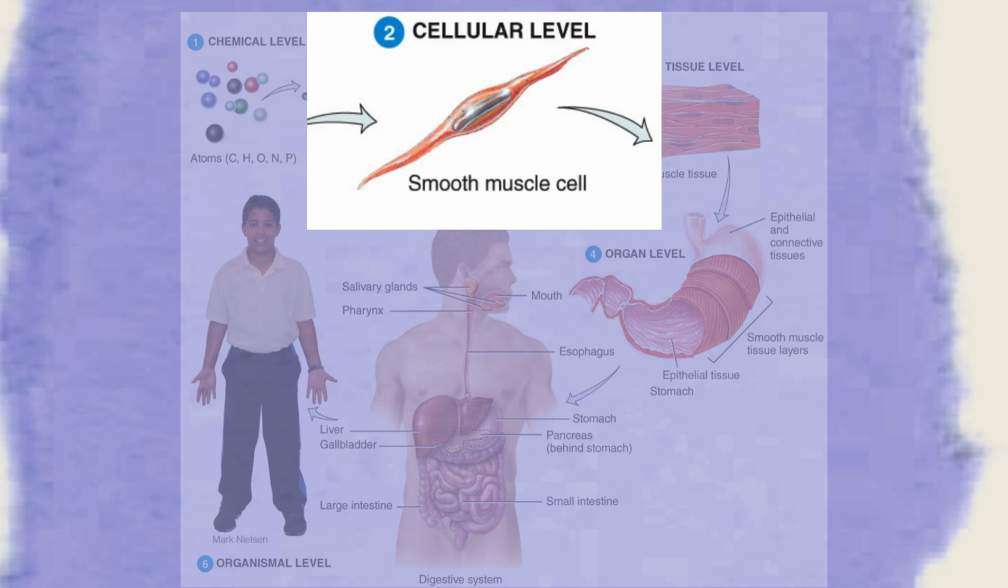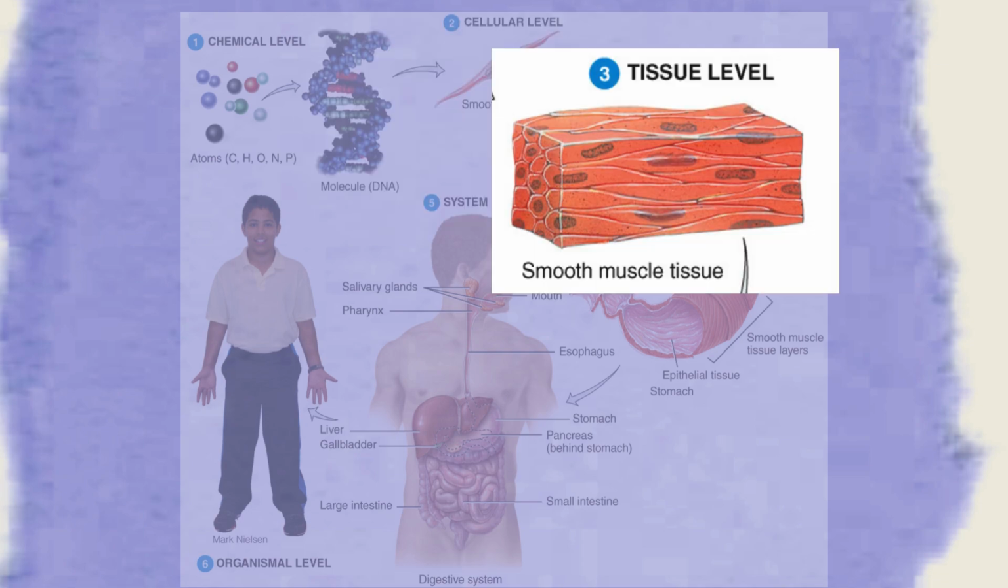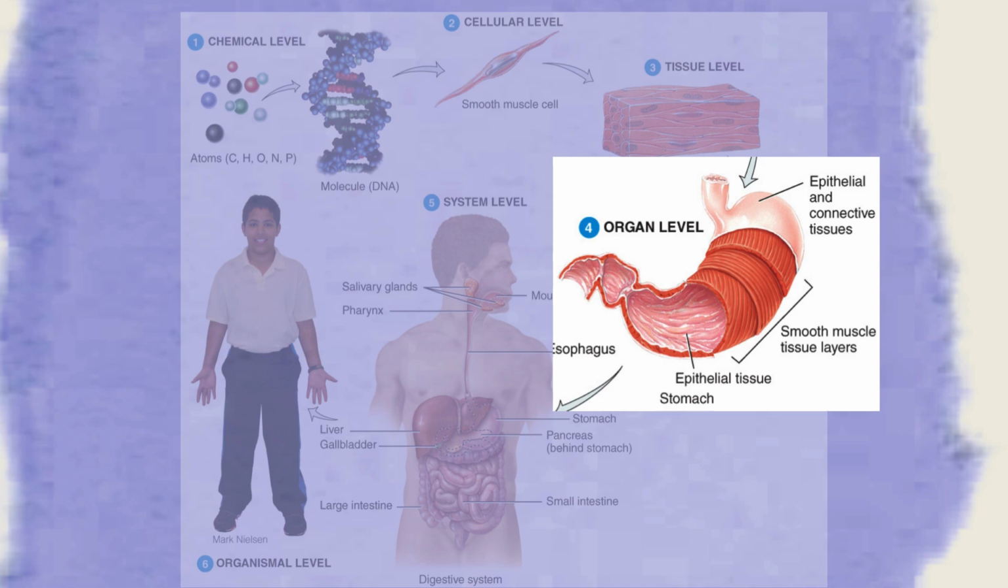The second level is the cellular level. Here, molecules come together to make body cells, like a smooth muscle cell. The third level is the tissue level. Here, cells come together and work as one tissue, like smooth muscle tissue. The fourth level is the organ level. Here, tissues work together as an organ.